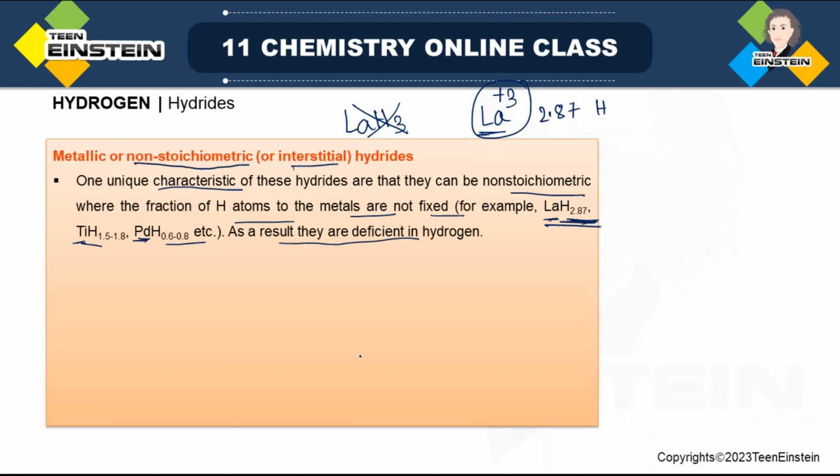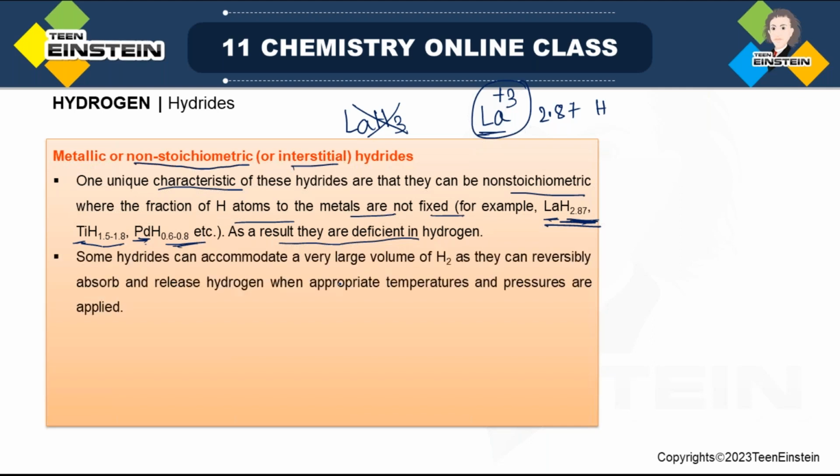Then titanium, if you consider, suppose there is titanium 4+ or 3+ oxidation state, the formula should be TiH4 or TiH3, but there is a lesser number of hydrogens. Then PdH2, but the number of hydrogens is less. So they are deficient in hydrogen and non-stoichiometric. Stoichiometry is not proper.